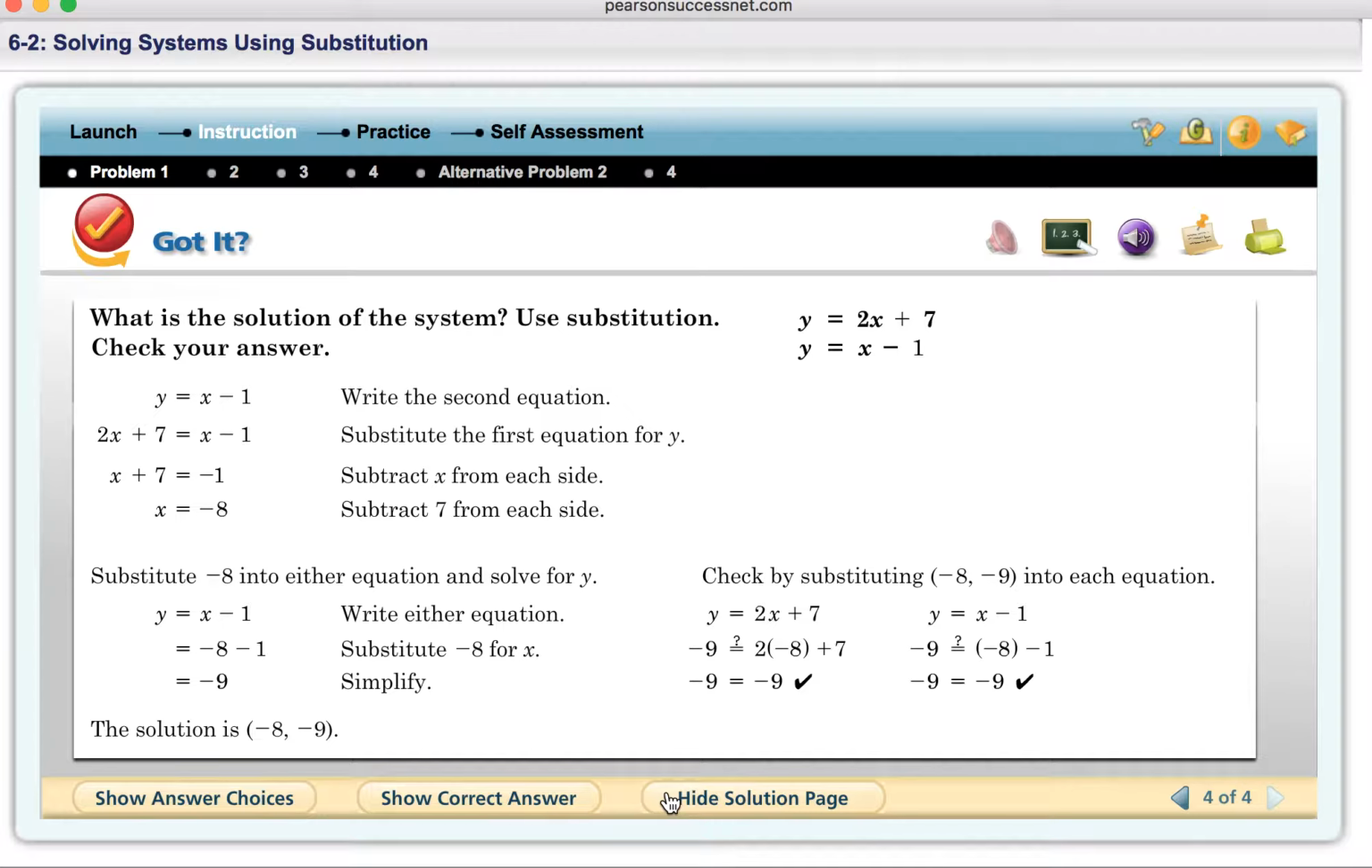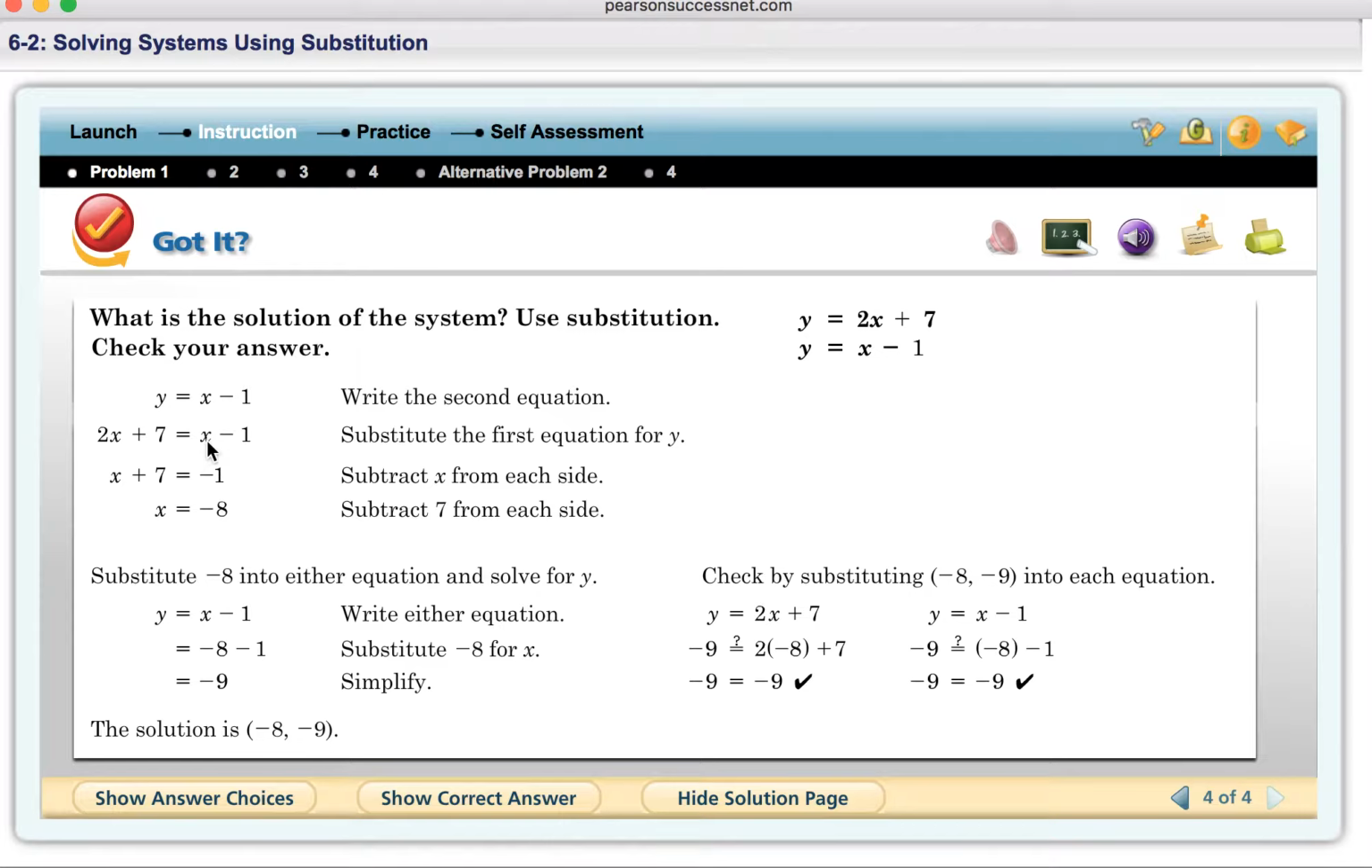We knew that y was equal to 2x plus 7, and also y is equal to x minus 1. So what we can do is write the second equation, and then substitute the first equation for y. See how over here we said that y was equal to 2x plus 7? I just substituted 2x plus 7 for this y, and that's how we got to here. Once we're there, all we have left are x's, and we can solve for x.